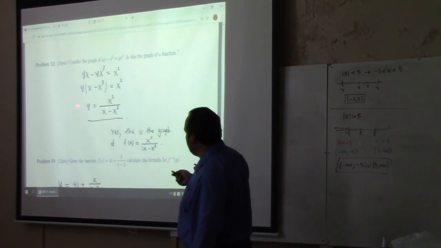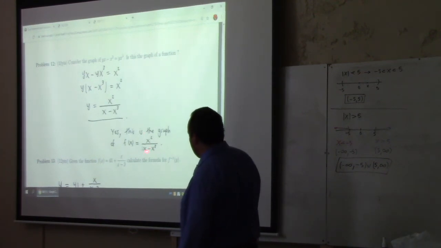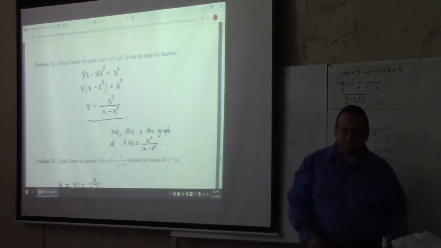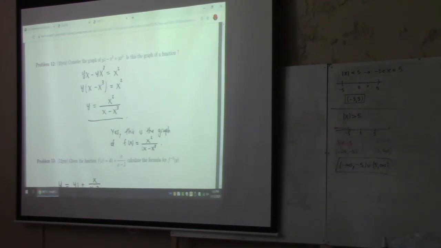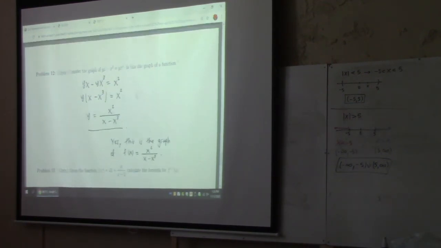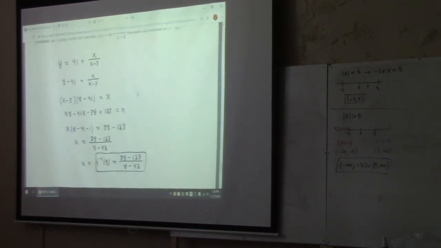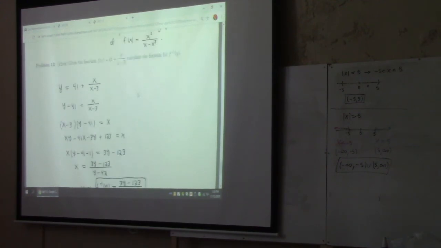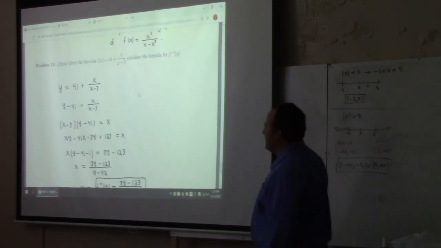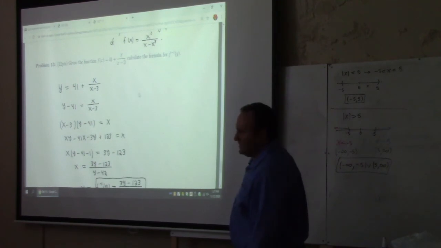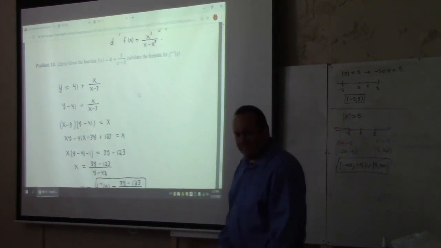In this case, I can solve for y, I get y equal to that. And so that shows that there's a formula, so it's the graph of f of x equals x squared over x minus x cubed in this case. And logically, odds are pretty high that the answer is yes, because it's a much nastier question to prove that something is not the graph of a function. How would you actually show that? It's possible.